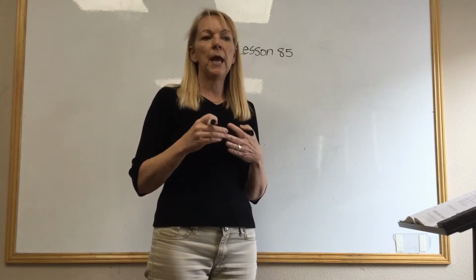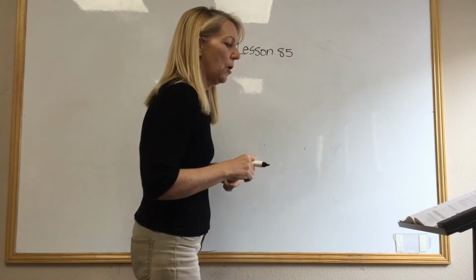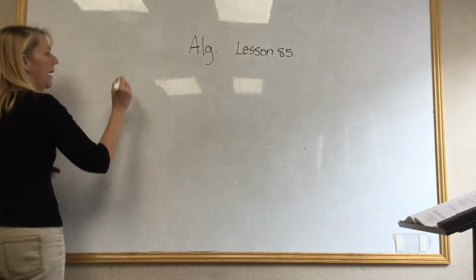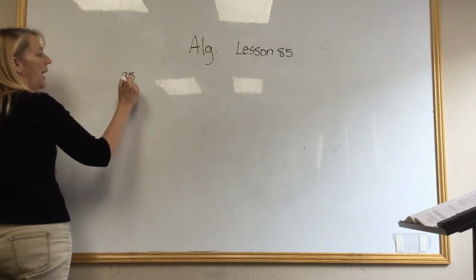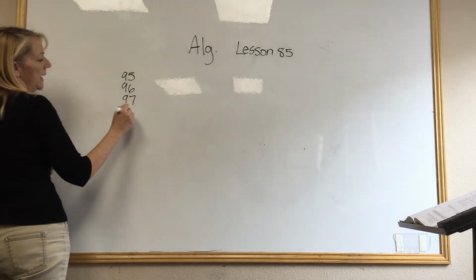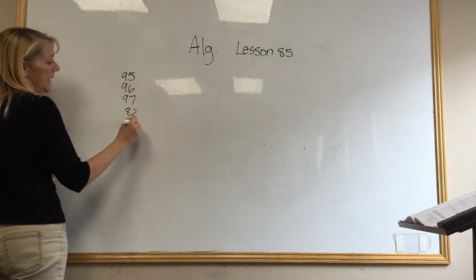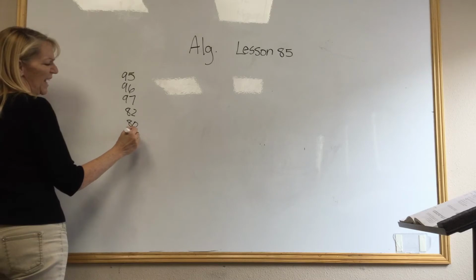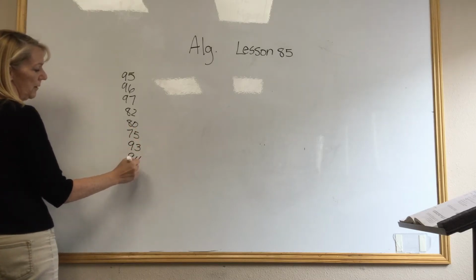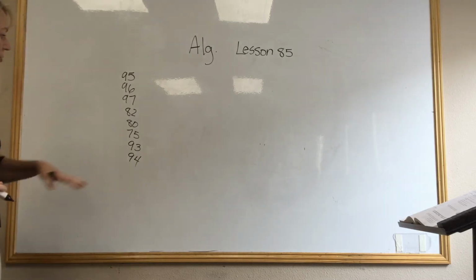mean, range, and median. And so if we have a set of numbers like test scores, and I have a bunch of them, you made a 95, and then you made a 96, and then you made a 97, but then you had an 82, and then you had an 80, and then you had a 75, and then you had a 93, and then you had a 94. And so there are your test scores right there.